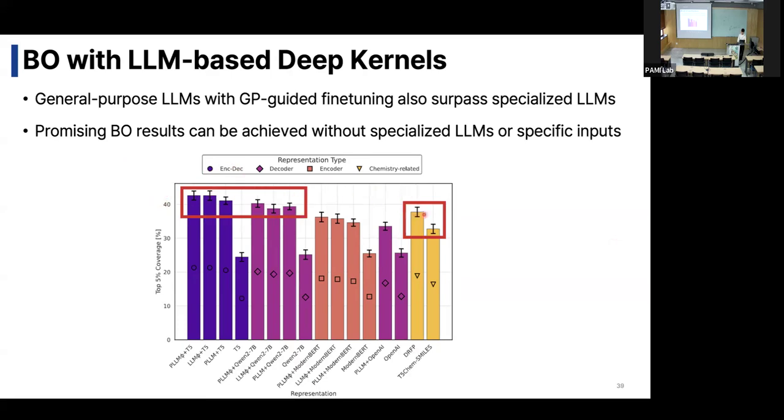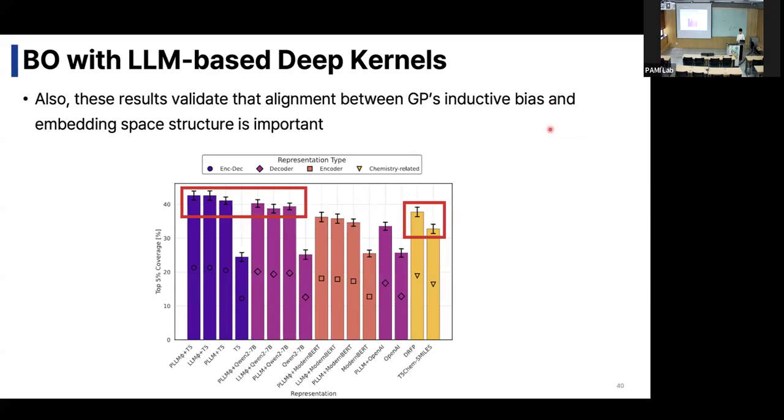And in some cases, a general purpose LLM like the T5 or Qwen model series actually outperforms domain specialized models. This suggests that high BO performance can be achieved even without a domain-specific model or a domain-specific input format. This result reinforces the importance of aligning the GP's inductive bias with the embedding space.